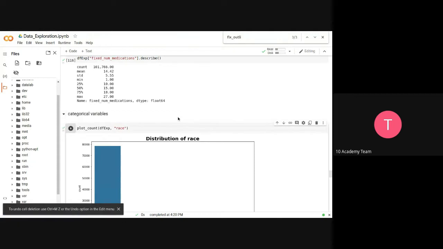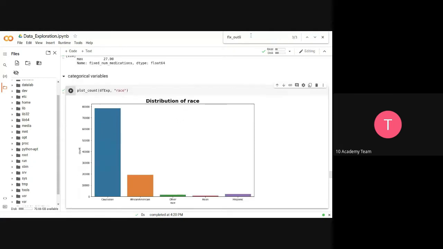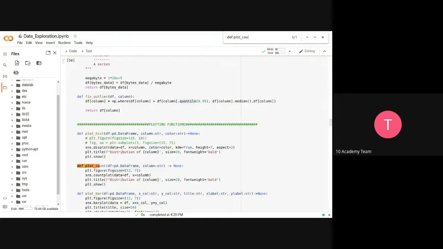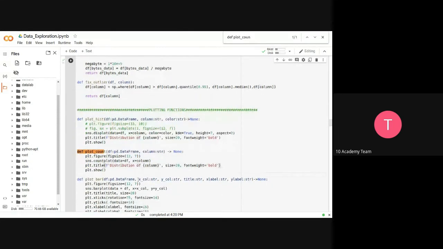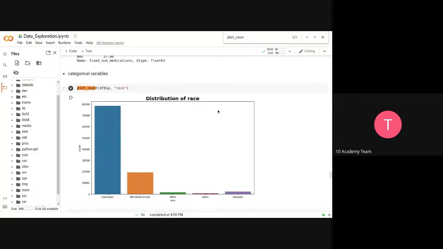So what we are doing here is this plot count. If we go into the plot count, what this is doing is again using seaborn to count the amount of similar values that are in each category. So for example, if we see the distribution of the race, we can see that there are more Caucasian patients than any other patients. The race of other is a collection of data where the race is neither Caucasian, African American, Asian, or Hispanic.